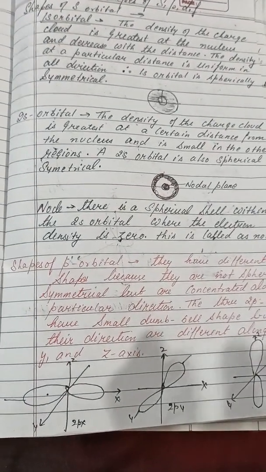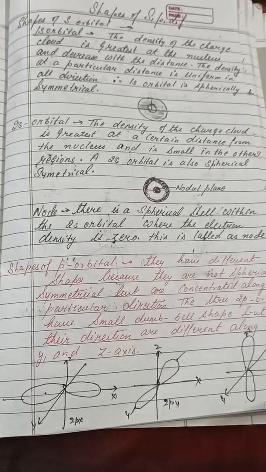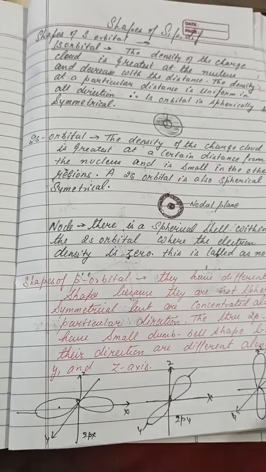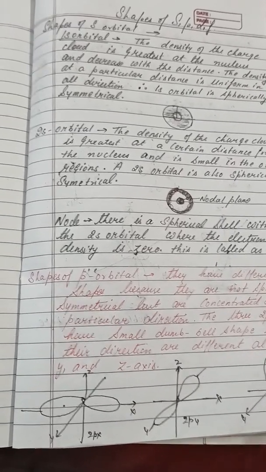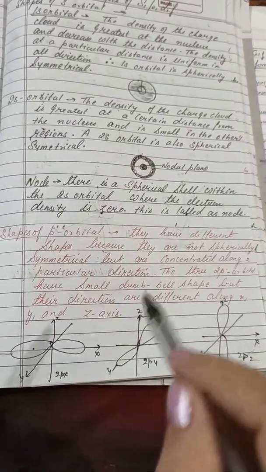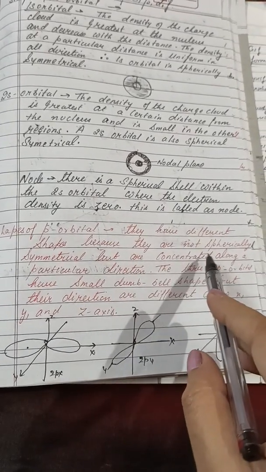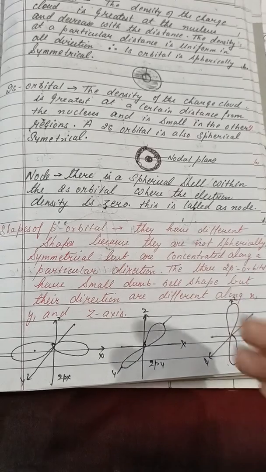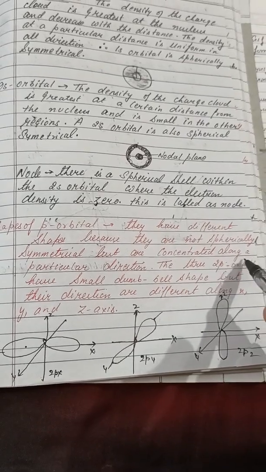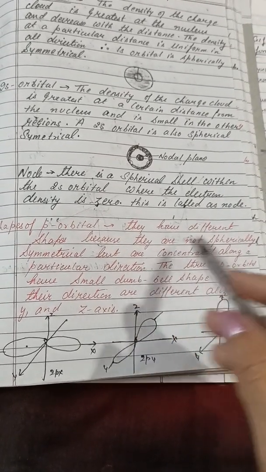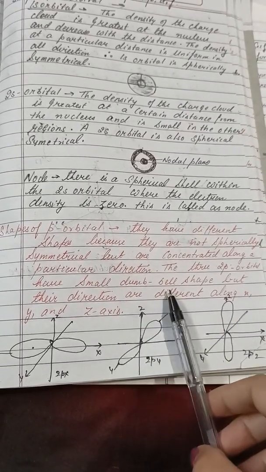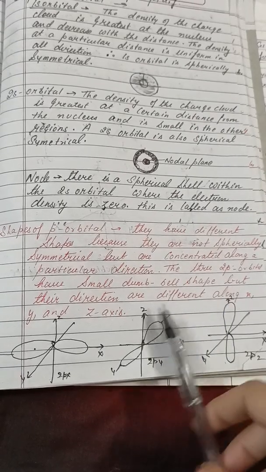This we were talking about the s orbital. Right? Now the important one which is coming in the paper, understood? That is the p orbital and the d orbital. Students, now you can see the shapes of the p orbital. They have different shapes because they are not spherical. They are not definite shapes. They can change their shapes, but are concentrated along a particular direction. They remain in a particular direction. The three 2p orbitals have a small dumbbell shape, but their directions are different along x, y, z.